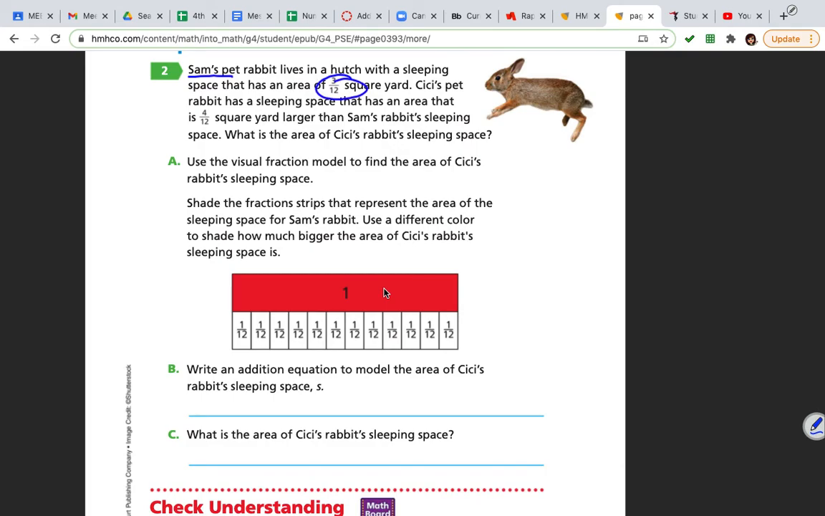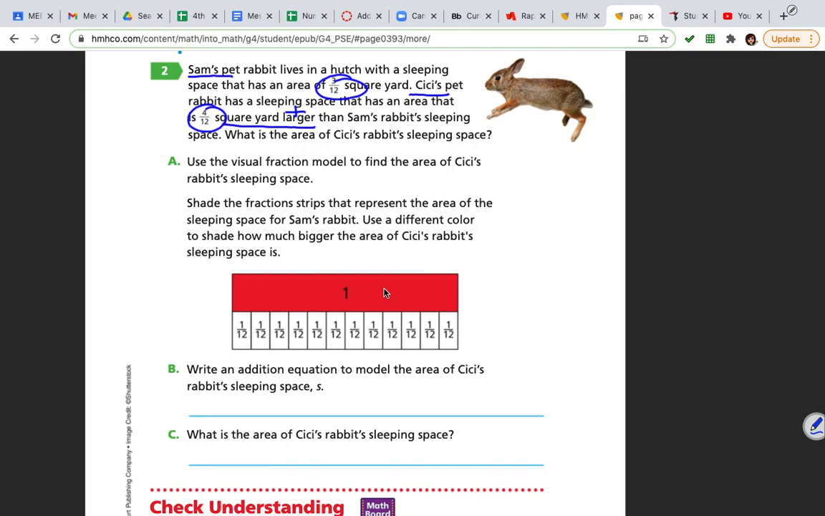But Cece's pet rabbit has a sleeping space, so let's do Cece. Cece's is 4/12 square yards larger. So larger means bigger. So Cece's pet is not 4/12 square yards, it is 4/12 more than the 3/12, so on top of. Use the fraction model to find the area of Cece's rabbit's sleeping space.